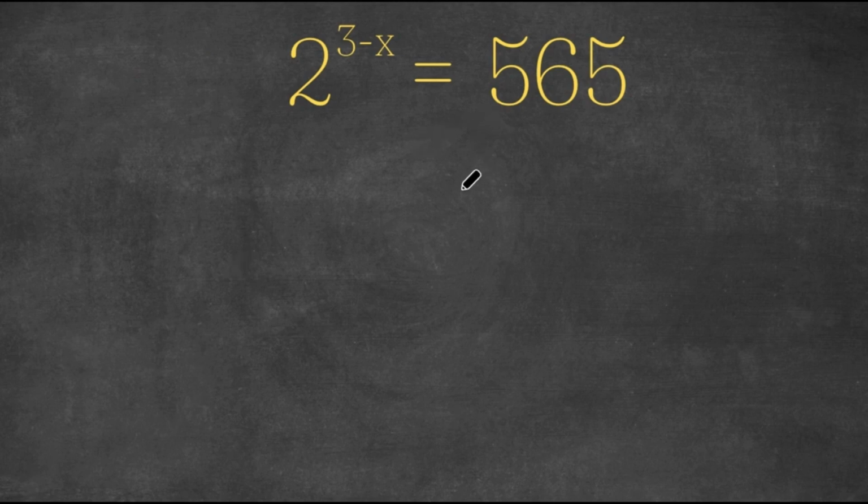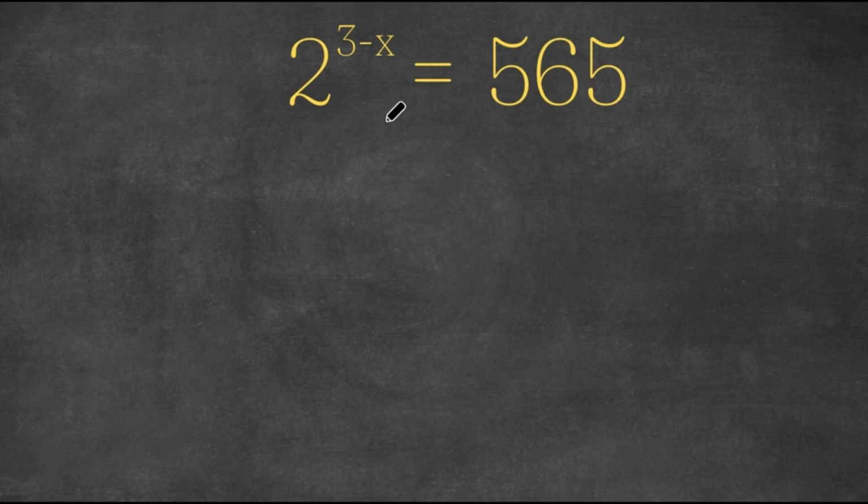In today's video, I'm going to be teaching you guys how to solve this exponential equation. So we have 2 to the power of 3 minus x equals 565. And what I want to do is get rid of this base and keep the exponent.